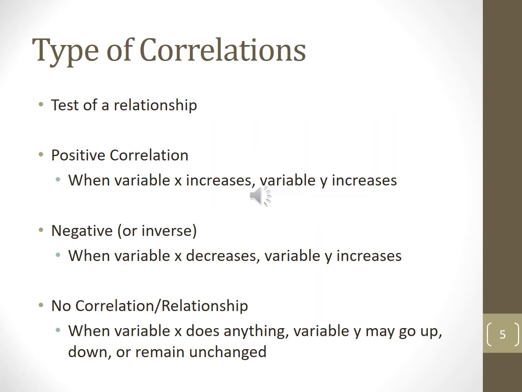So correlation is essentially a test of a relationship. Does a relationship exist? So you can have a positive correlation or a positive relationship when variable X goes up, variable Y goes up, or you could have a negative relationship when variable X increases, then variable Y decreases. No correlation or relationship means that when variable X does anything, go up or go down, Y remains unchanged.